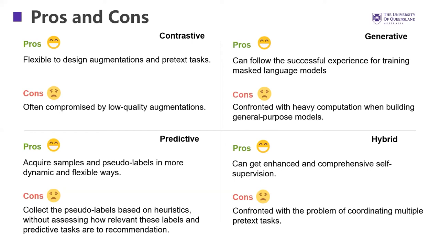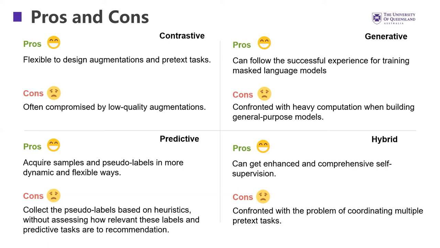But sometimes with the model training process, these augmentations may not be informative. So if we can generate dynamic samples or pseudo labels, then they may be more informative to the training. But we also need to consider the cons, because in this type of method, we collect the labels based on heuristics, which means we do not know how relevant these labels and predictive tasks are to recommendation, which means they may have a negative impact on the recommendation performance.